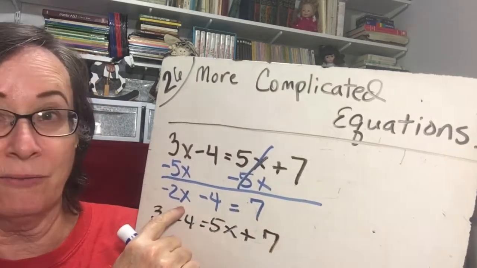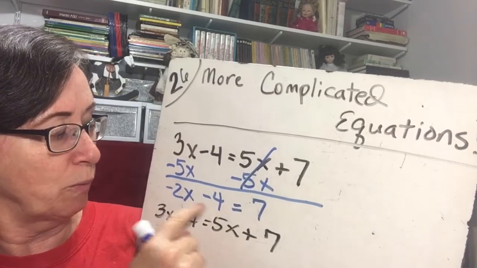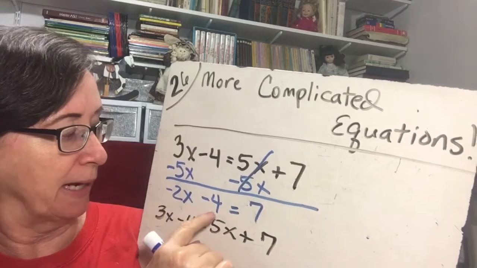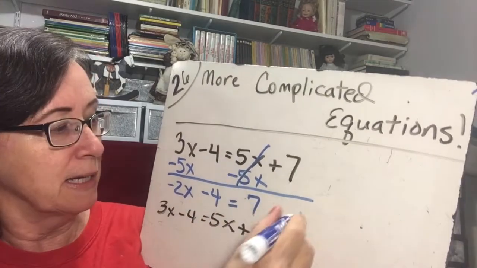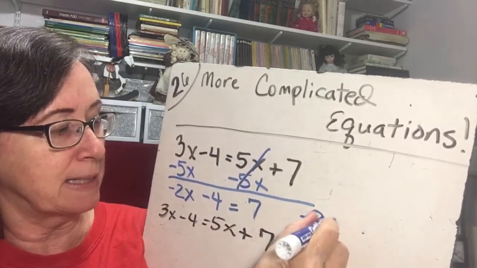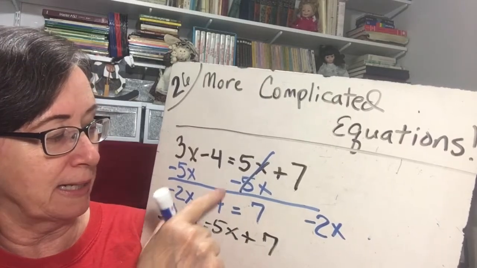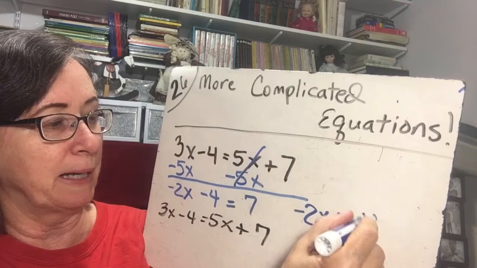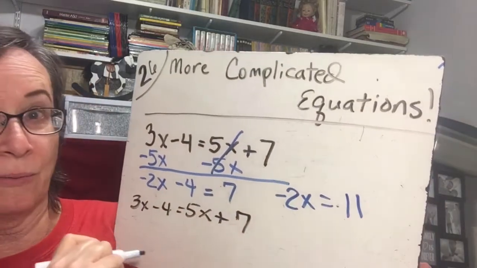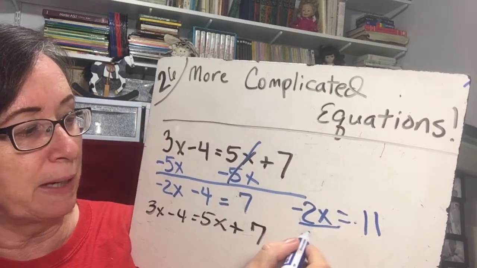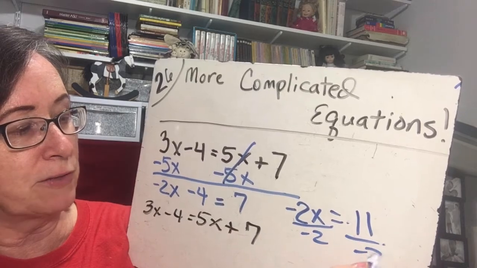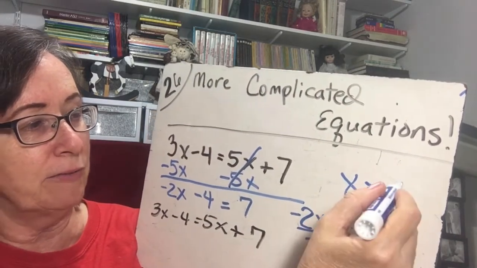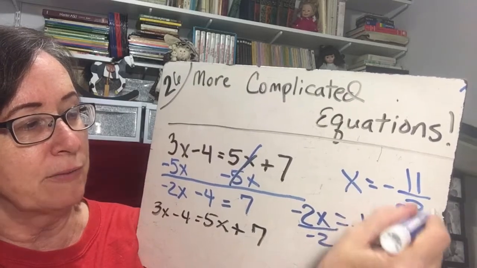Now we're trying to get the variable by itself. So we're going to add 4 here and add 4 there. So we have negative 2x. We add a 4, that's going to cancel that one. We add a 4, that's going to make it an 11. So now we are going to divide by a negative 2 and divide by a negative 2 so that x is equal to negative 11 halves.